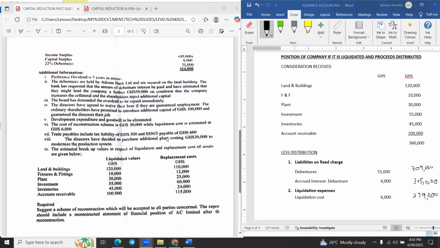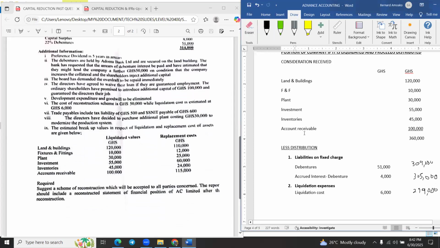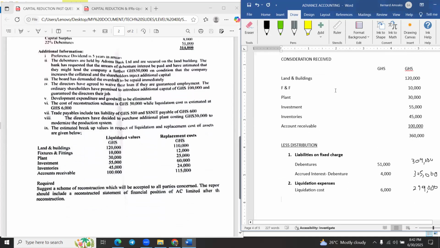The question was even on the WhatsApp page. After the liquidation expense, what is the next item you are supposed to treat? Preferentials, right? Yes, the next item, number 3, preferential payables. Here, our preferential payables were listed boldly for us. These were the tax, of how much? 500. And then the SNIT of 600.